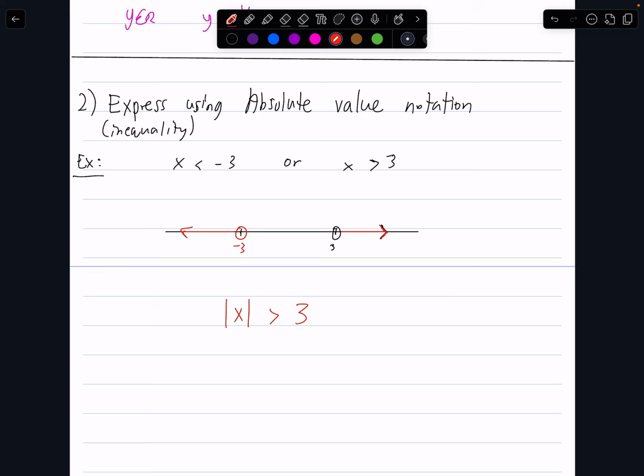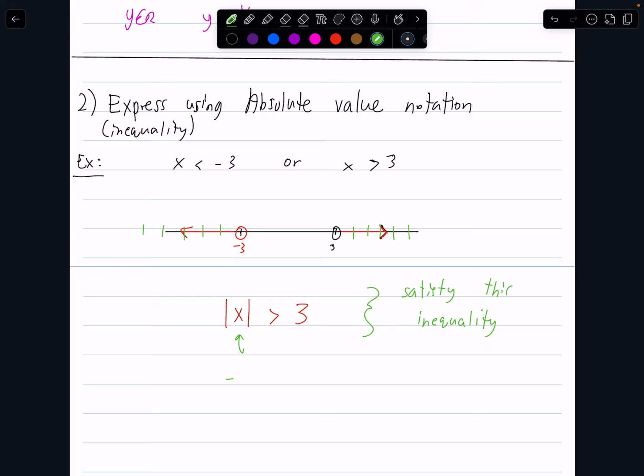And I'll tell you why this makes sense. So if you take any number from here, 4, 5, 6, 7, 8, or -3, -4, -5, -6, -8, and you plug that number into here, it's always going to satisfy this inequality. So we are trying to find an equation so that any number reflected in our number line will satisfy this inequality.